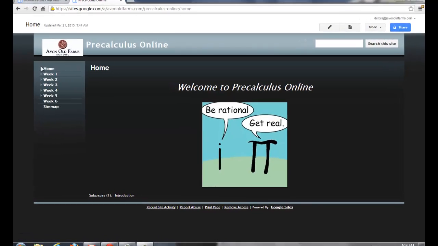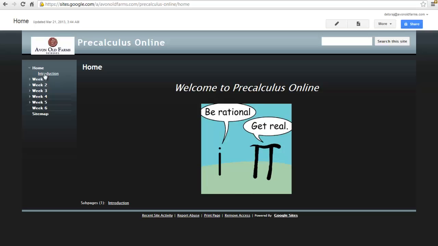First, on the home page, there's an introduction page. You should go to the introduction page. There'll be some helpful videos there. There'll be the general syllabus for the entire course. There'll be some academic honesty statements, things of that nature. So any general information is going to be found in the home page. You will spend most of your time in the specific weeks, okay?